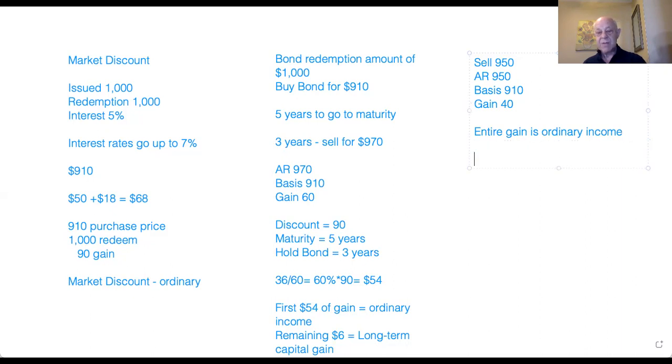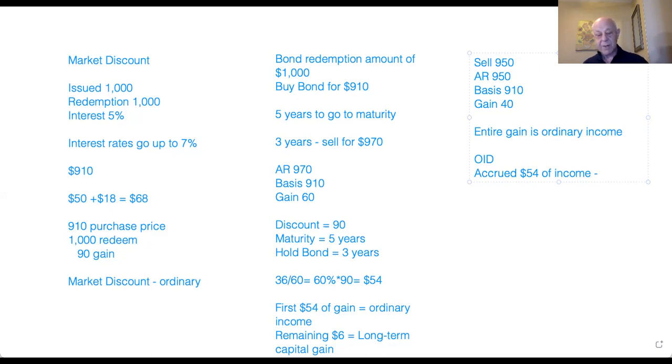Now, this is a much better result than if this was an OID instrument. If this was an OID instrument and I had accrued $54 of income, then that would have all been ordinary income as I was accruing it. And the other thing, the nice thing about market discount is we don't accrue it on a year-by-year basis. The only time you recognize the market discount is when you dispose of the bond. So that's a major difference between market discount and original issue discount. Original issue discount, we're accruing every year as we're holding the bond. We're picking up ordinary income.